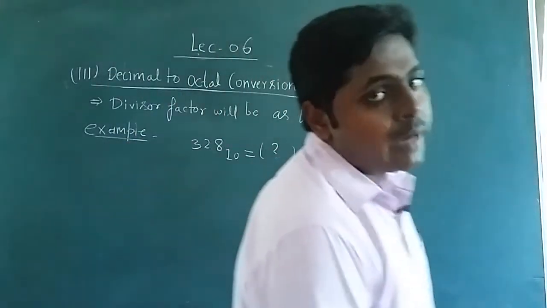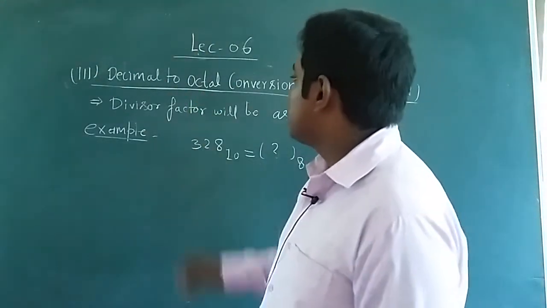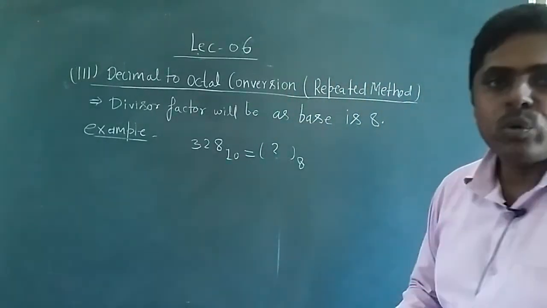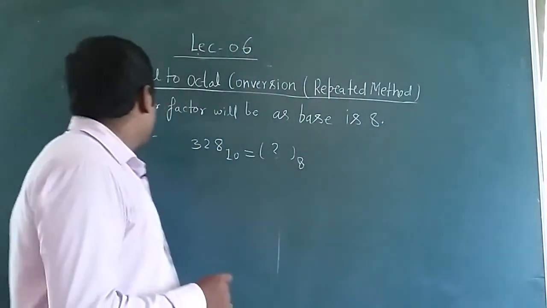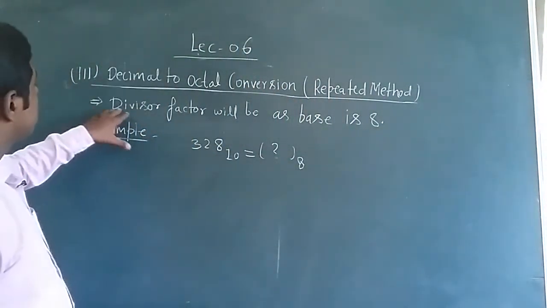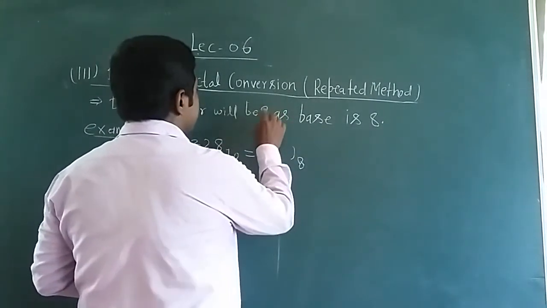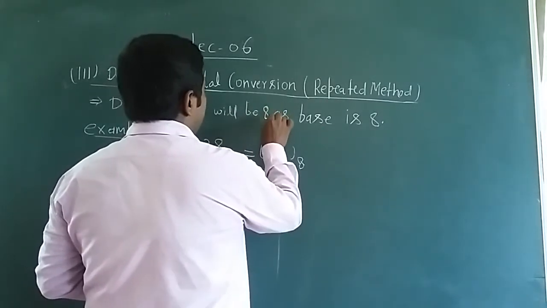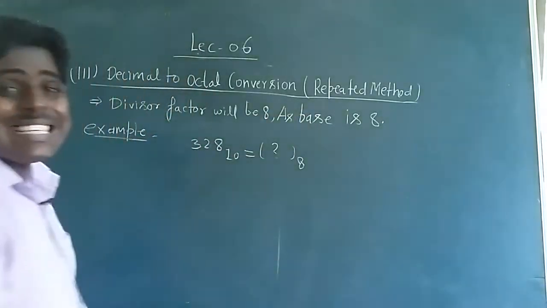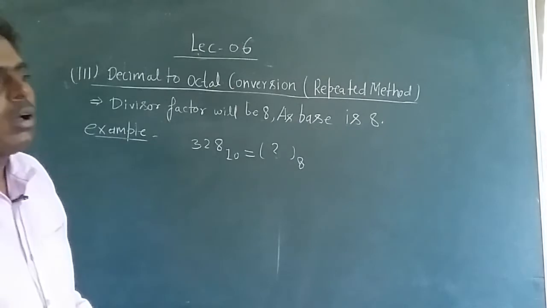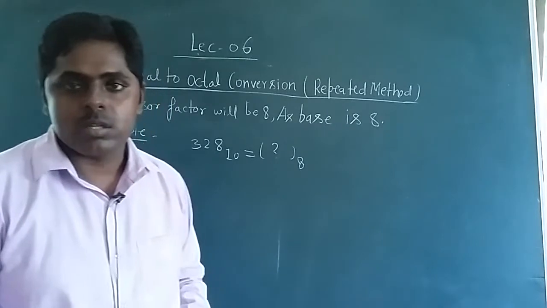Hello students, welcome once again to the YouTube lecture, and the topic is decimal to octal conversion. Decimal to octal conversion. As you can see here, the divisor will be 8, as the base is 8. As we know, the base of an octal number is 8.